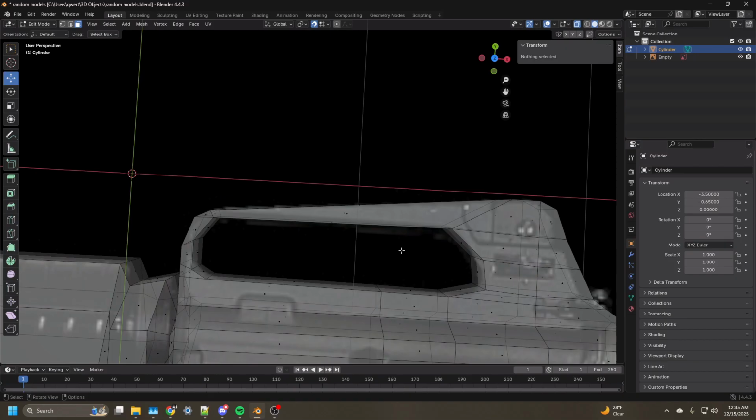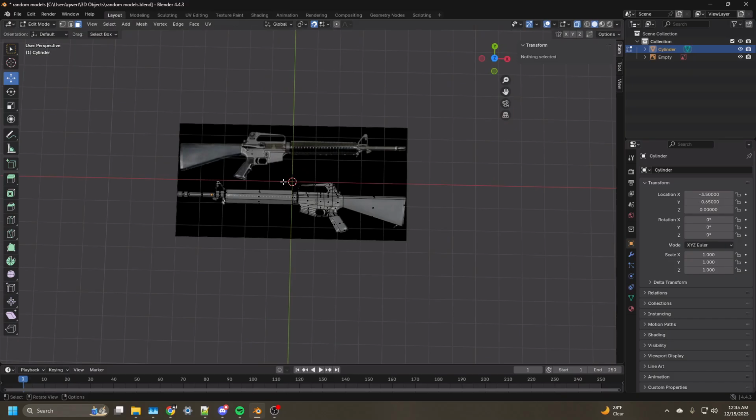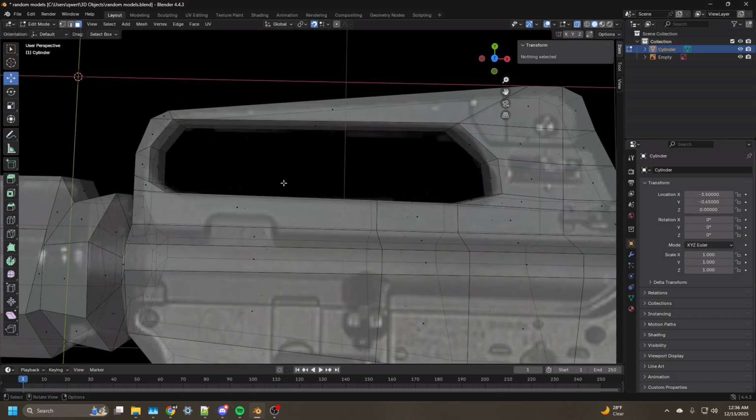Yeah, it's such a weird shape. It shouldn't take several hours to make something like this. It really just shouldn't.